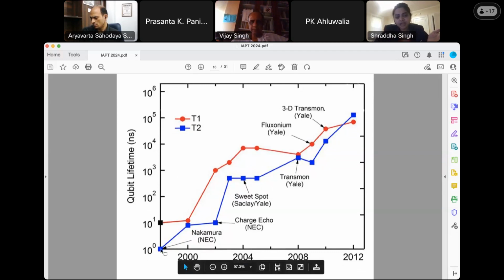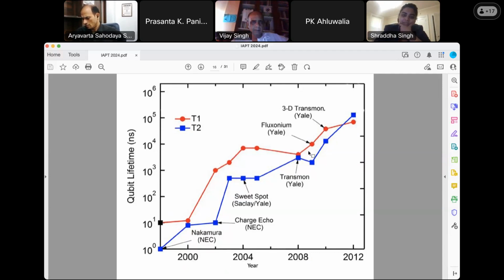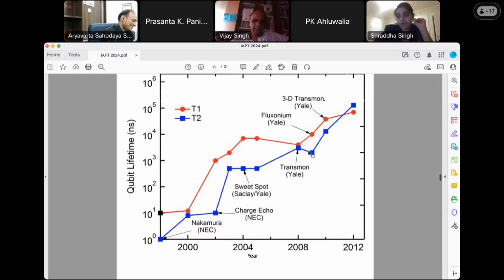As you can see, we started from a good 10 to the 0 and went to somewhere around 10 to the 5, which is a great feat, but then we are kind of plateauing now, and the experimentalists feel it's getting harder and harder to improve the lifetime of the qubits or improve the error rates of the qubits. So now the question is, can we do error correction with quantum?